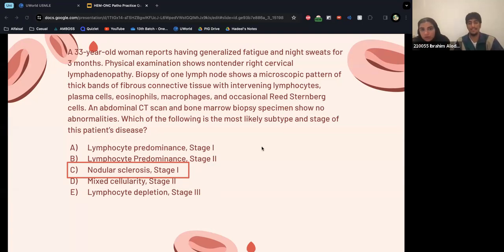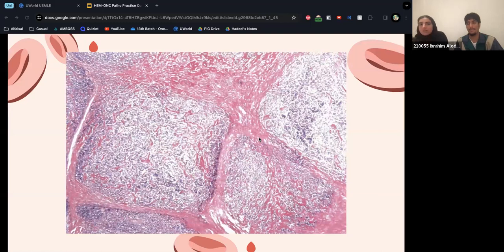All right, nodular sclerosis. This is what it's going to look like. It's the most common subtype of Hodgkin's lymphoma also. So if they ever ask you what's the most common subtype, usually it's the answer. Next question.